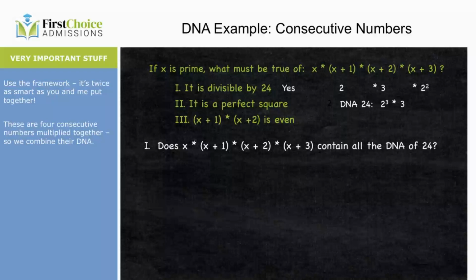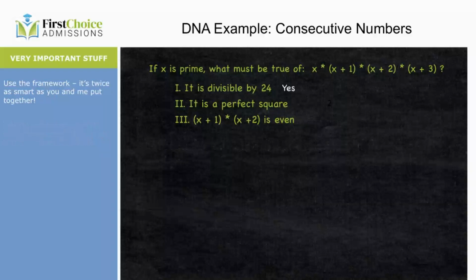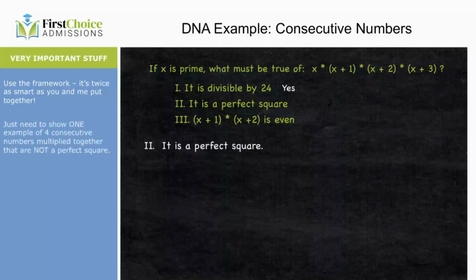Let's take a look at number 2, which is this business about whether these 4 consecutive numbers are a perfect square. Now let's think about this a second. All we have to do is come up with one example where these 4 consecutive numbers multiplied together is not a perfect square, and then we can say for sure that number 2, no, it's not. Let's see if we can find an example. Well, 2 times 3 times 4 times 5, I think that's 120, and guess what? 120 is not a perfect square. So are those 4 consecutive numbers a perfect square? Well, they don't have to be. Let's take a look at number 3.